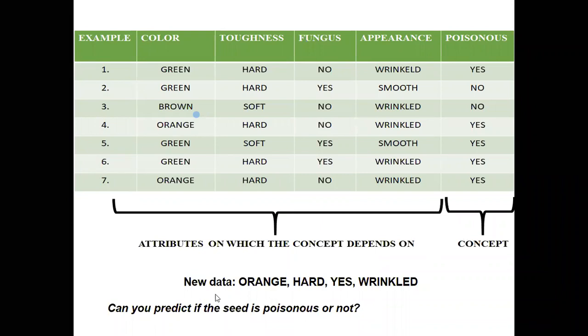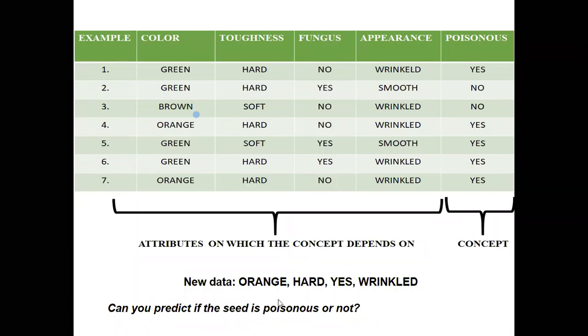You can see in the bottom, new data is there. I have a new data. Once training is over, to the same system, I will provide this new data. That is, color is orange, toughness is hard, and fungus is not there. Appearance is wrinkled. Now, my system has been trained to identify the herb based on these four features. So if I provide the new data, system has to classify it as either poisonous or not poisonous.